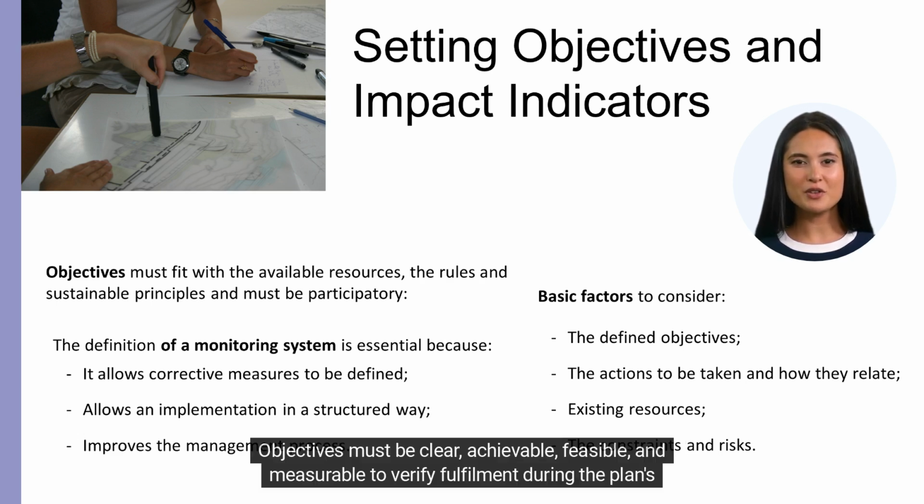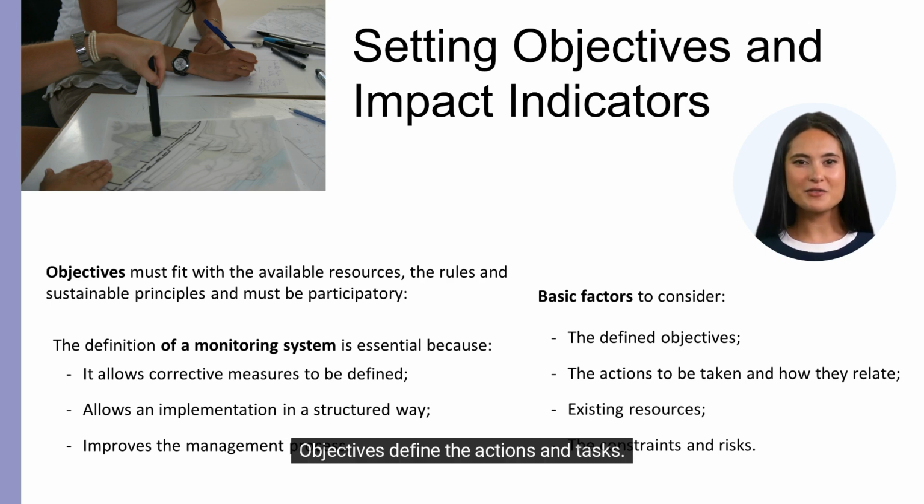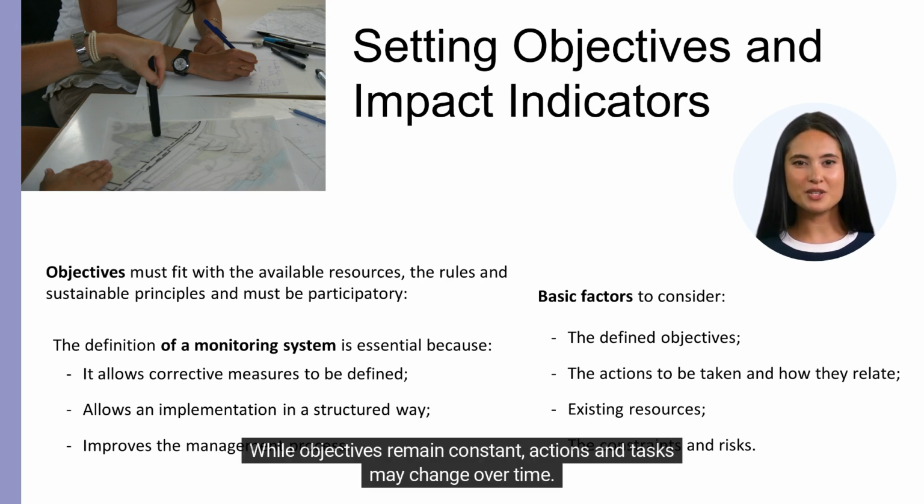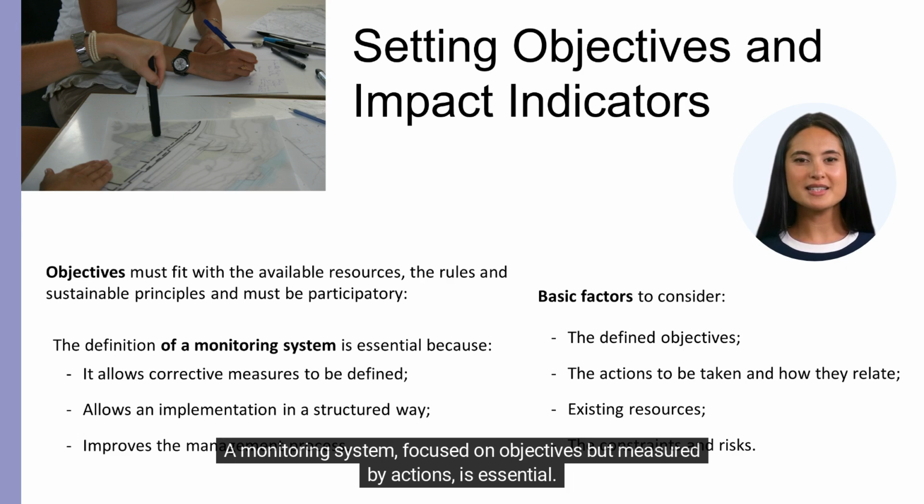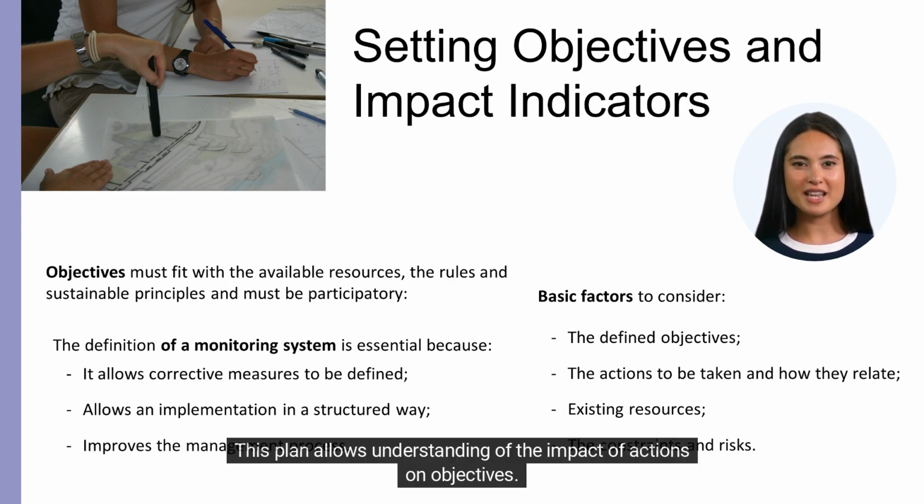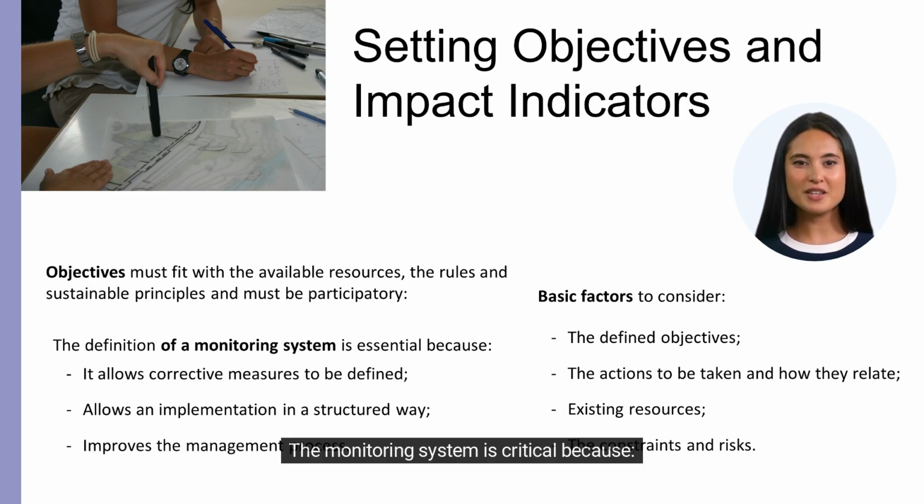Objectives must be clear, achievable, feasible, and measurable to verify fulfillment during the plan's implementation. Objectives define the actions and tasks. While objectives remain constant, actions and tasks may change over time. A monitoring system, focused on objectives but measured by actions, is essential. This plan allows understanding of the impact of actions on objectives. The monitoring system is critical because it defines corrective measures based on objectives. It allows phased implementation. It improves management process.